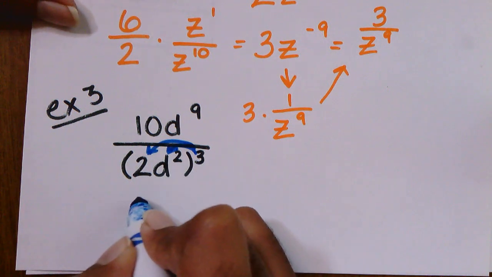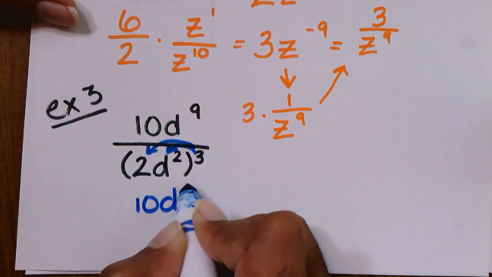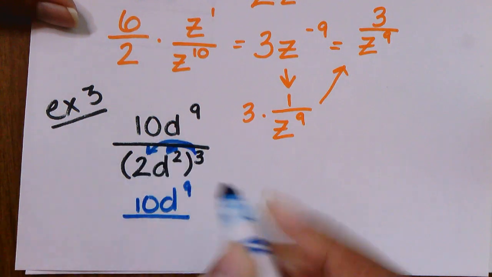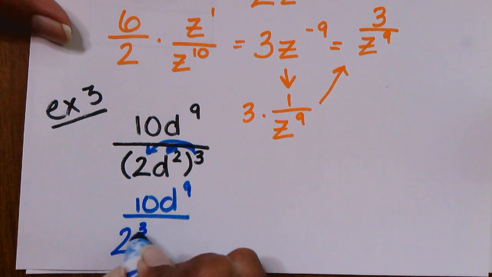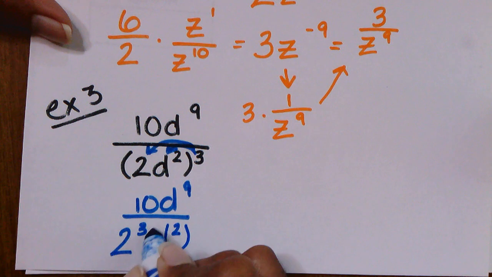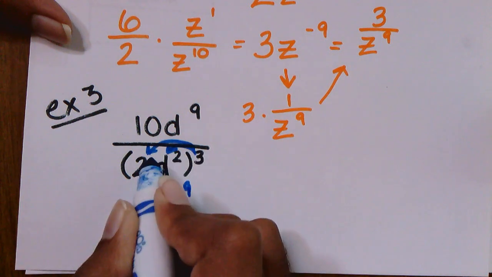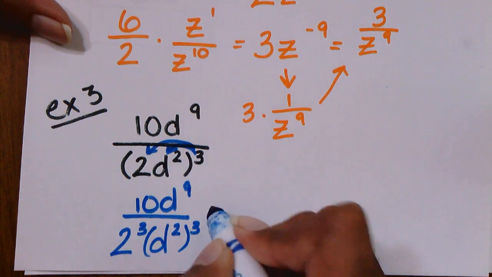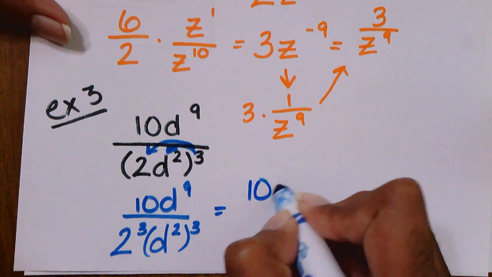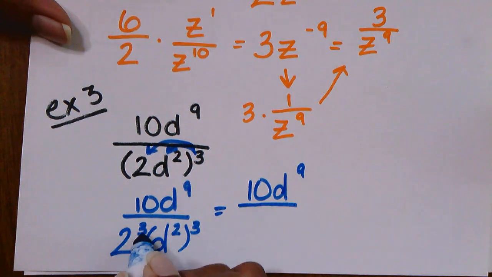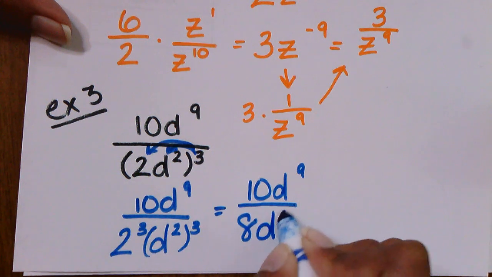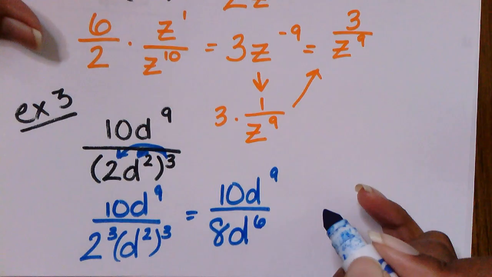So our numerator is going to stay the same, 10d to the 9th power. In our denominator, we're going to have 2 cubed. Well, let me just show you the distribution. It's 2 to the 3rd power times d squared to the 3rd power. So we distributed that 3 to the 2, and distributed the 3, or the cube, to the d squared. So now we have in our numerator 10d to the 9th power over, well, 2 cubed is 8, and d squared cubed is, again, our power to a power rule, so that'll be d to the 6th power. 2 times 3 is 6.